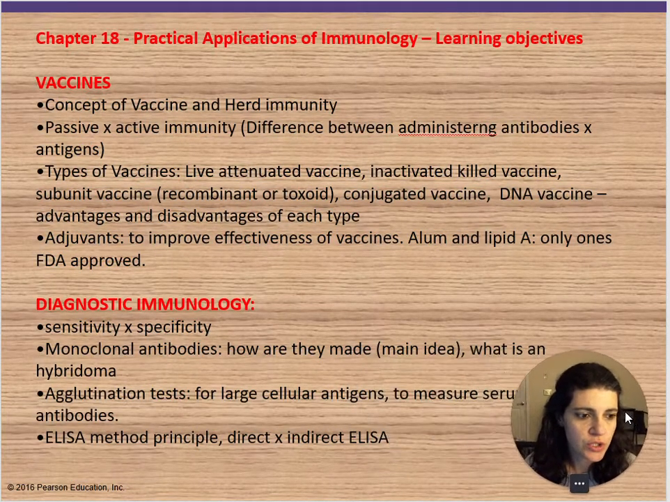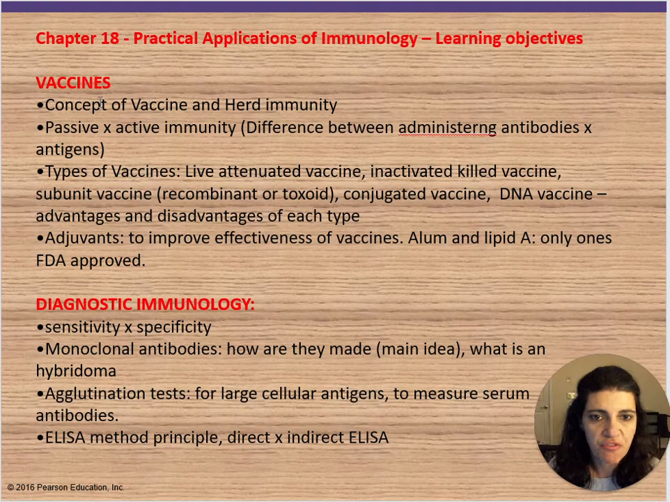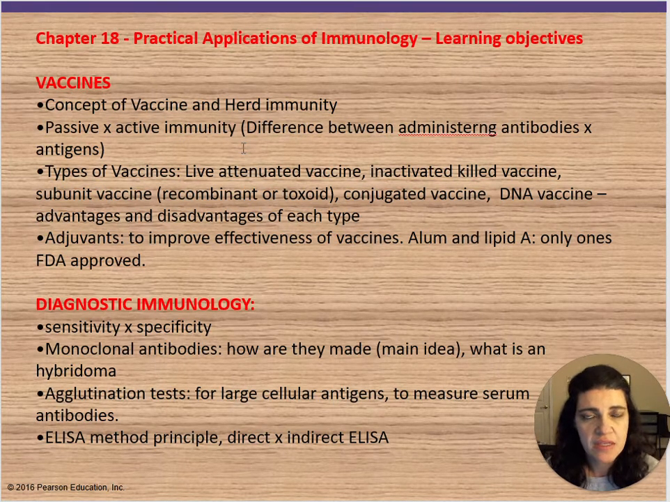In the first video, we're going to talk about vaccines, how vaccines started to be used, what's the difference between a vaccine and a passive immunization, types of vaccines, and adjuvants that are used to improve the response. And then in the second video, we're going to talk a little bit about diagnostic immunology, monoclonal antibodies, some other reactions, and the main one, which is the ELISA.